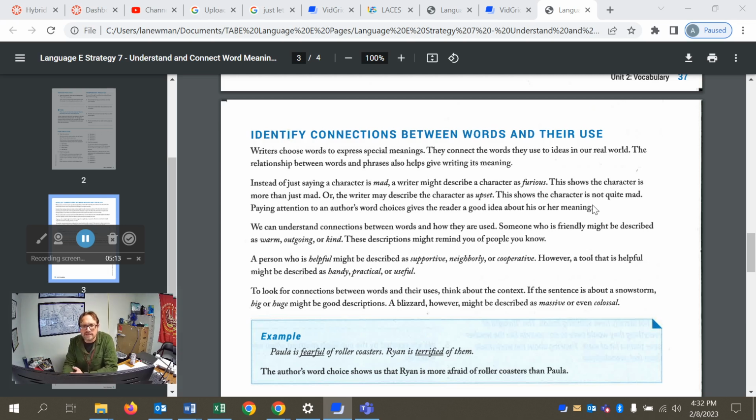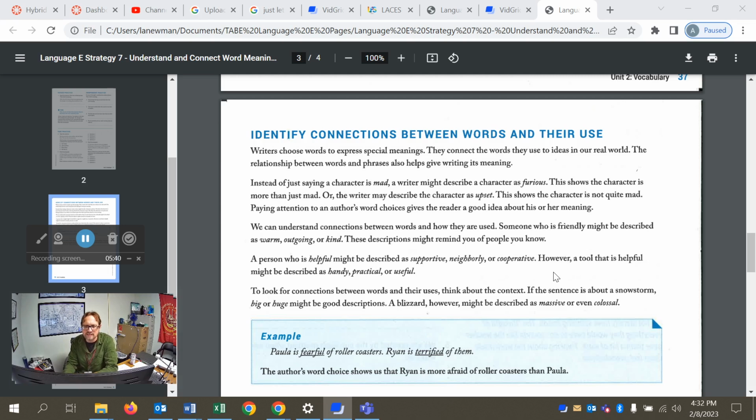This shows the character is more than just mad. Or the writer may describe the character as upset. This shows the character is not quite mad, just a little ticked off. Paying attention to an author's word choices gives the reader a good idea about his or her meaning. So, be on the lookout for some of those stronger words: instead of mad, furious, or instead of irritated, upset.